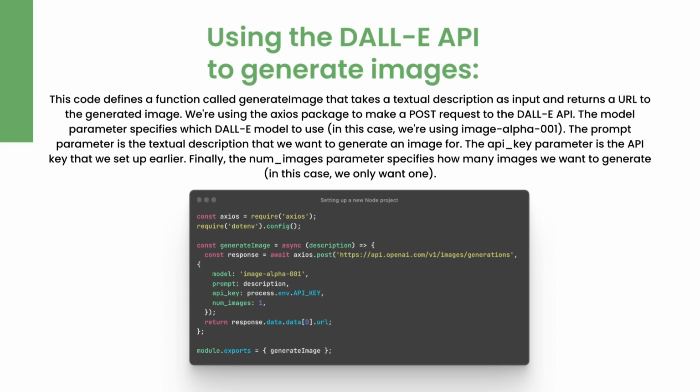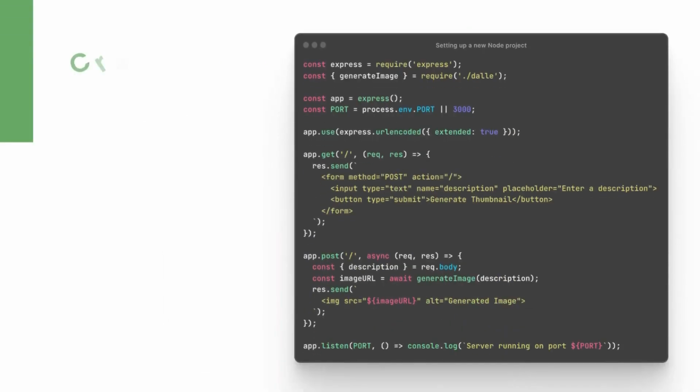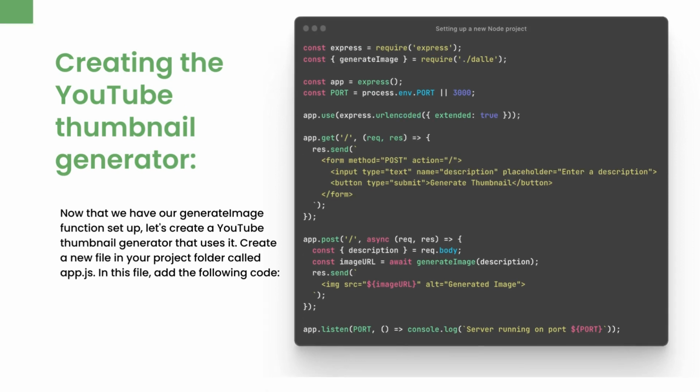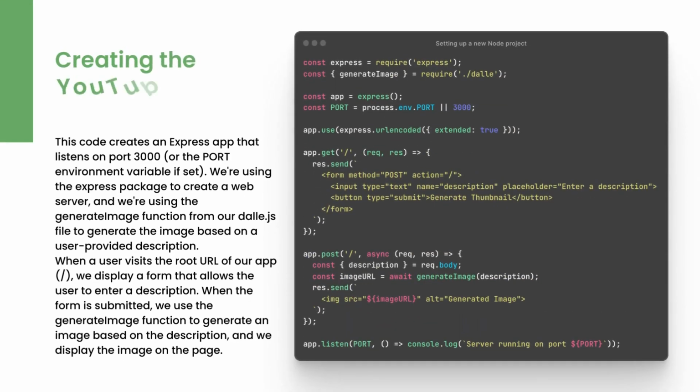Now that we have our generateImage function set up, let's create a YouTube thumbnail generator that uses it. Create a new file in your project folder called app.js. In this file, add the following code. This code creates an Express app that listens on port 3000 or the port environment variable if set. We're using the Express package to create a web server, and we're using the generateImage function from our DALLE.js file to generate the image based on a user-provided description.